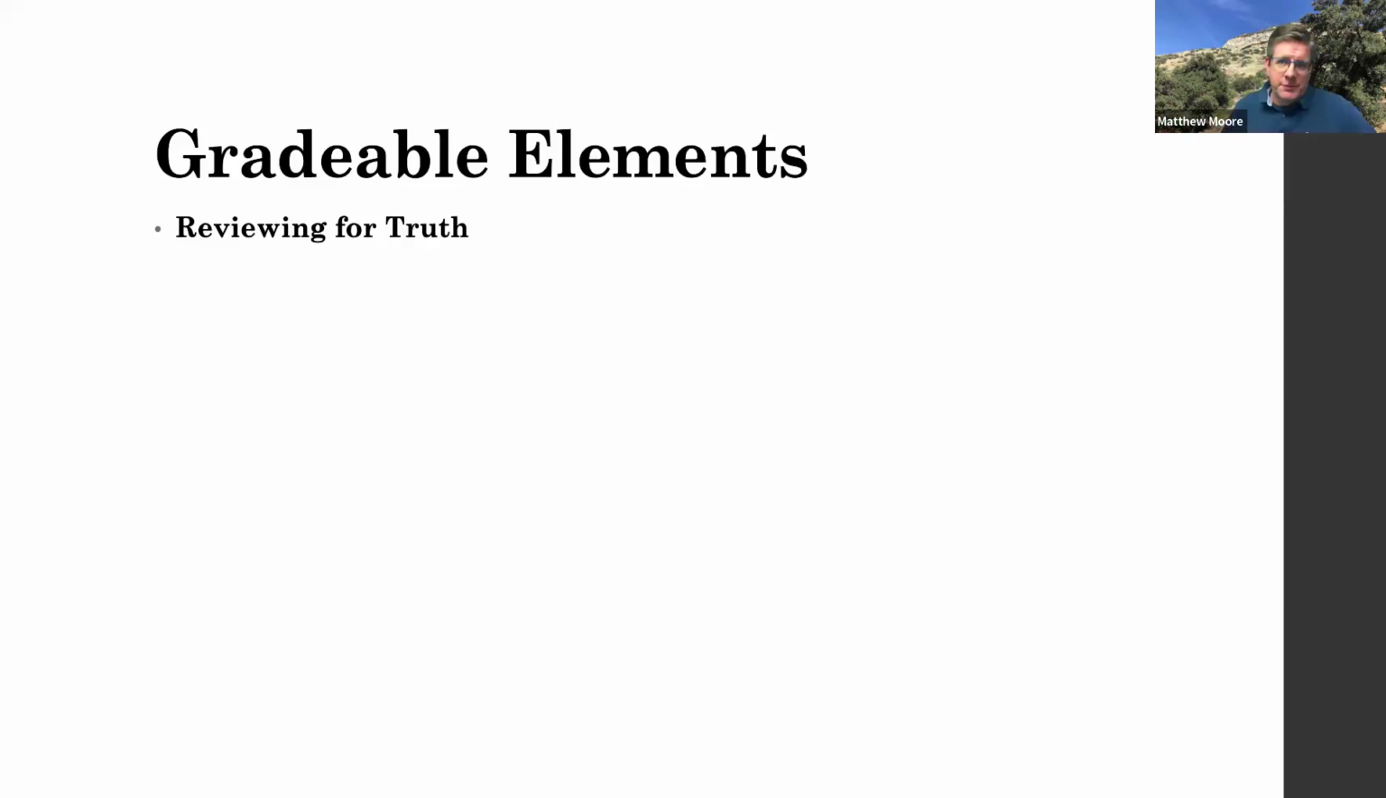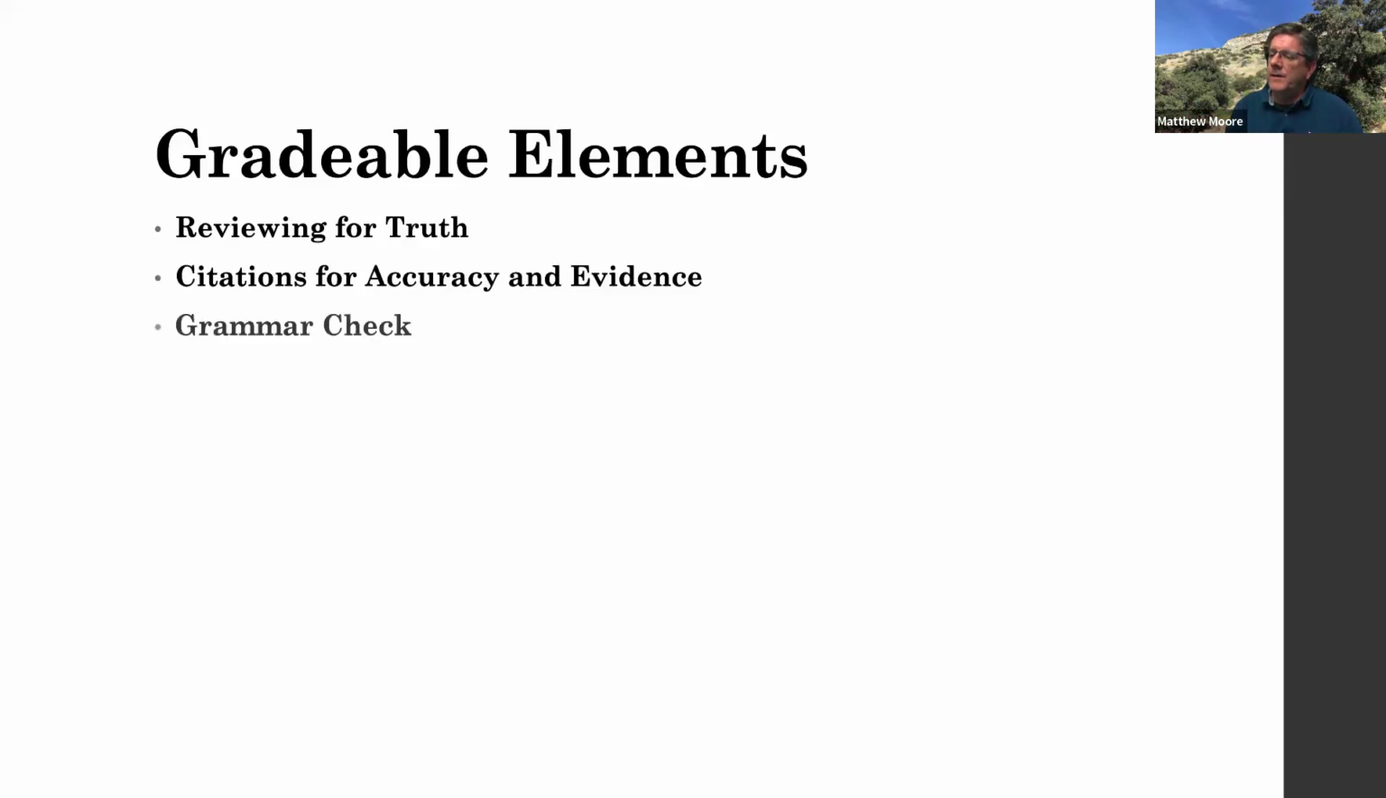So one is reviewing for truth. I just demoed a piece of software with a company that had you set up citations, and it was making sure that you had the right citation. I know you've used that before, but reviewing for truth, and where's the truth coming from? Providing people with primary documents is a great idea. Checking citations for accuracy and evidence. Grammar check. Okay, so are they checking, are they really reading it?